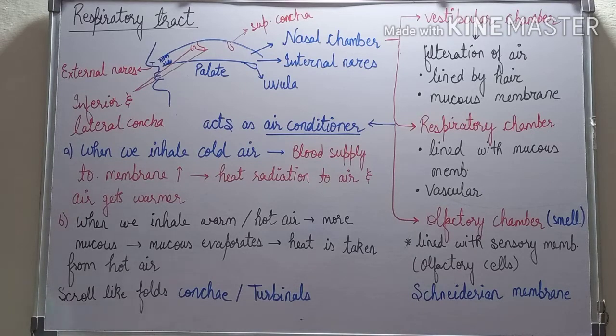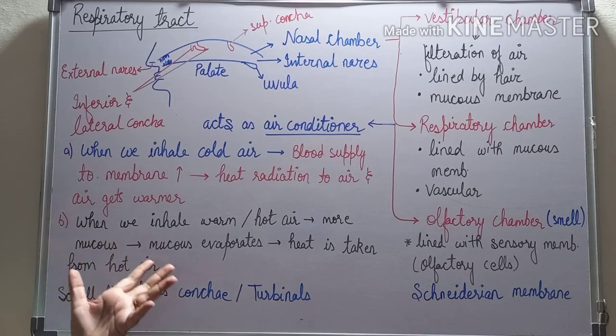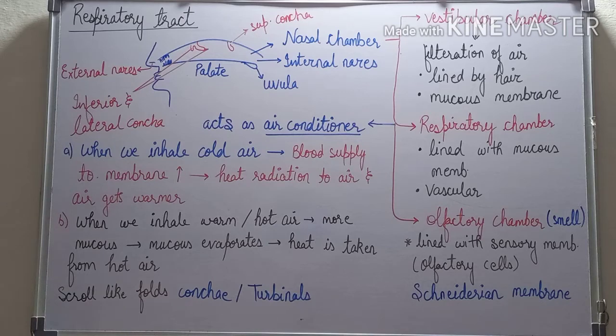Okay, so that's why we are saying the respiratory chamber acts as an air conditioner. When we inhale cold air, there is immediate blood supply, which increases the heat production and thereby makes the air warmer. And when we inhale warm air, there is more mucus secretion, and as mucus evaporates, it takes the heat from the air, thereby making the air come to a normal temperature. So this is the role of the respiratory chamber.